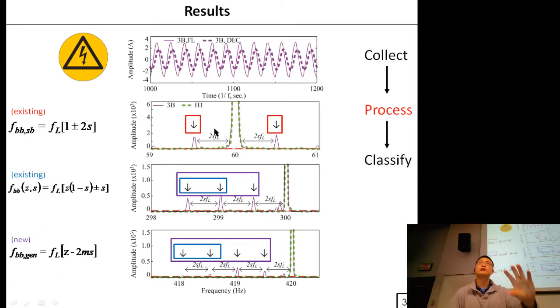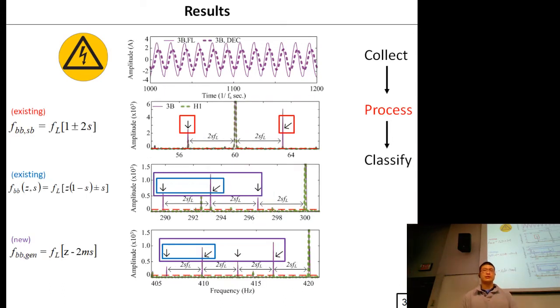In this case, because there's no connected load, there is absolutely no problems with a traditional sideband-based method. It is very clear. There's no confusion there. However, I have load connected in this other test, and we can see that there starts to be some kind of confusion because of the connected load.